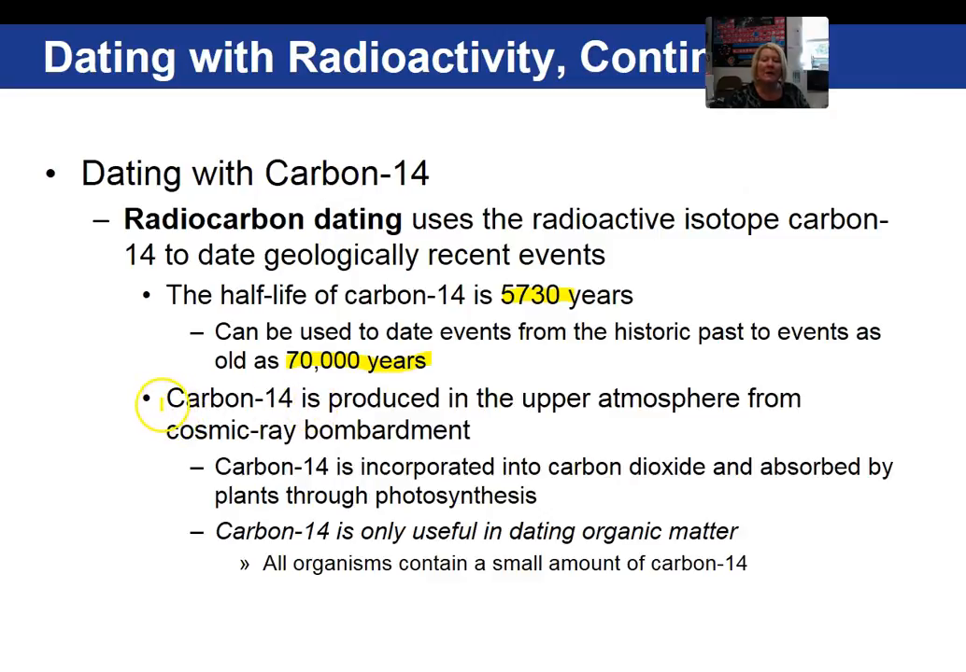Carbon-14 is not found naturally on our planet. It is produced in the upper atmosphere by cosmic ray bombardment. Once carbon-14 is produced in the upper atmosphere, it gets incorporated into carbon dioxide, brought down to the earth by rain, and gets absorbed in everything. So we all have carbon-14 in us.